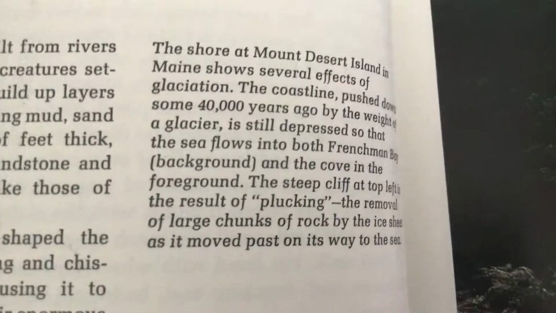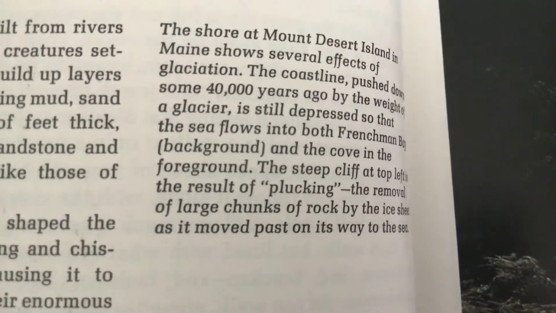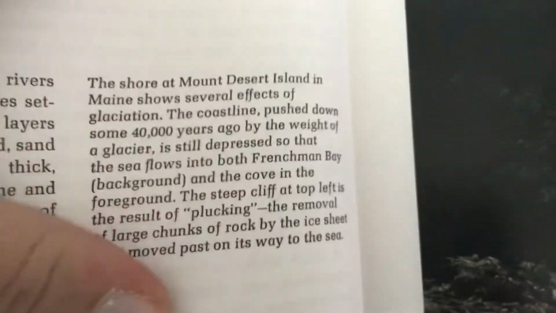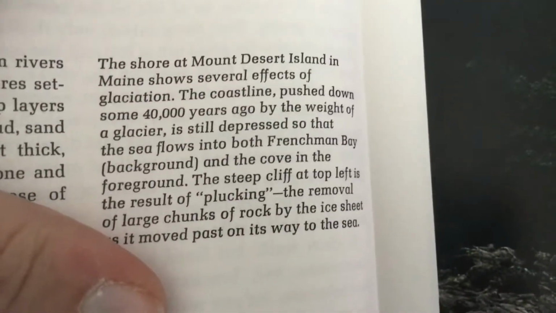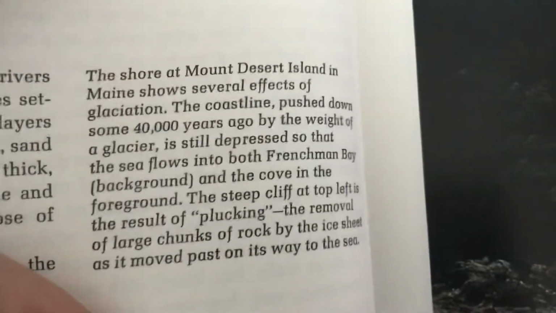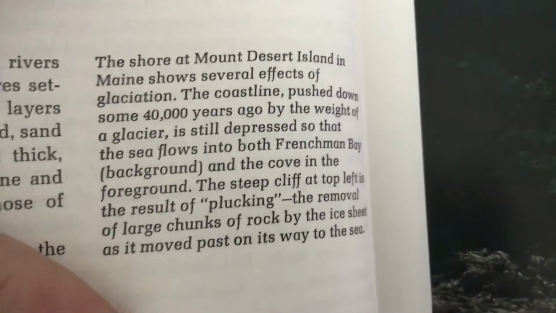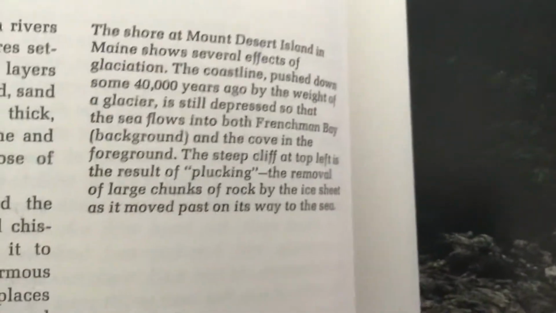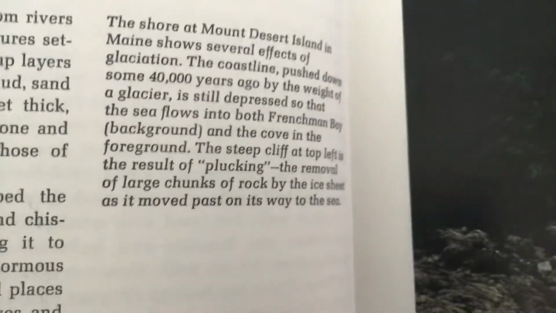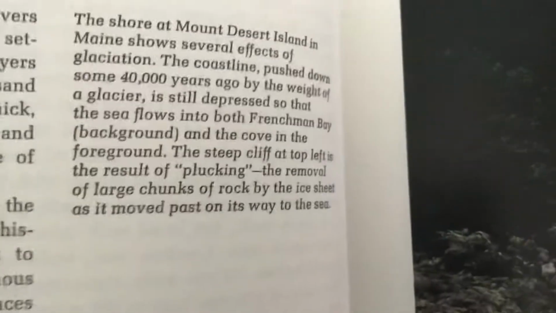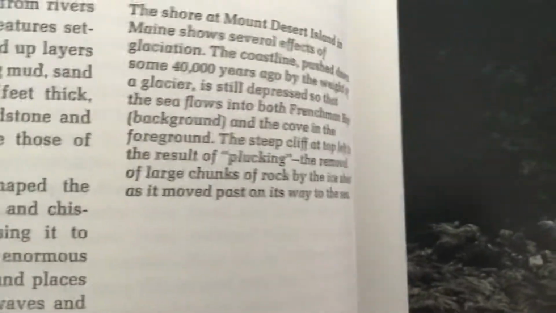The shore at Mount Desert Island in Maine shows several effects of glaciation. The coastline pushed down some 40,000 years ago by the weight of a glacier is still depressed so that the sea flows into both Frenchman Bay, background, and the cove in the foreground. The steep cliff at top left is the result of plucking, the removal of large chunks of rock by the ice sheet as it moved past on its way to the sea. See?